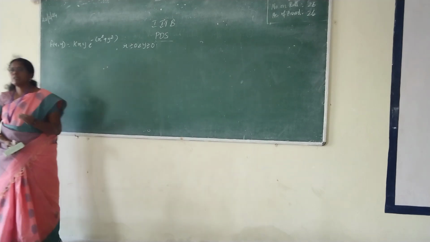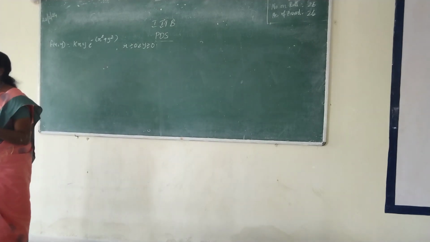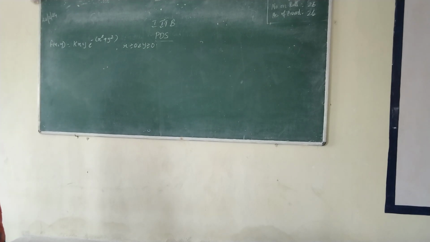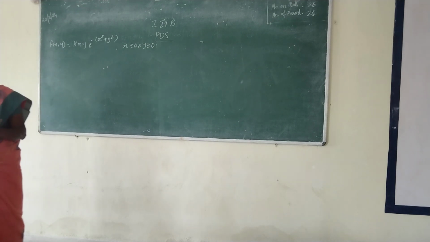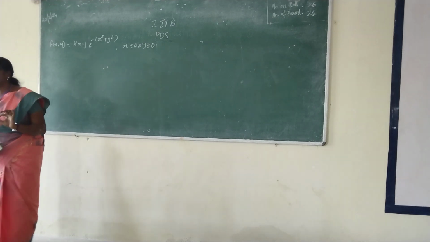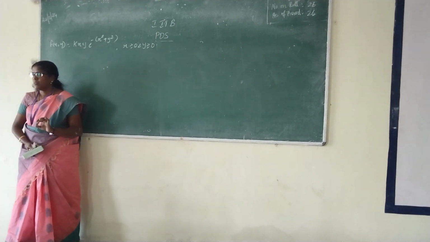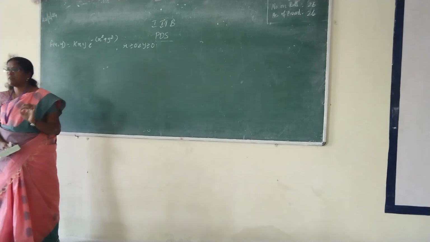Okay. So in the first question, what is asked? Find k. Whether they mention or not, you have to find k. Even if they don't give it, you have to find the k, because we can't solve any problems with an unknown constant. So whether they mention it or not, you have to find the k.